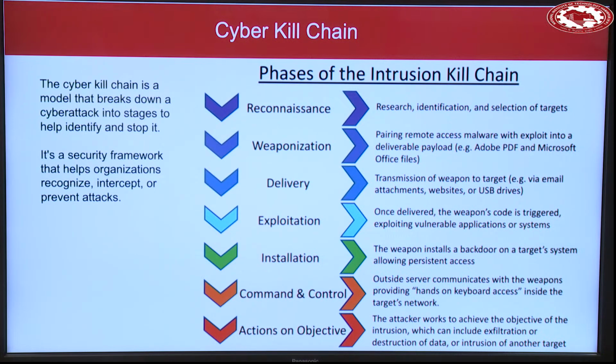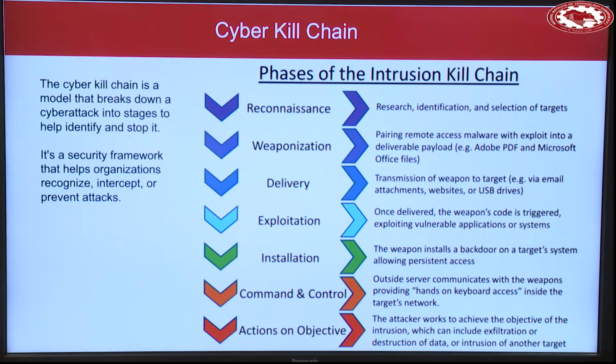Next is installation. The weapon installs a backdoor on the target system, allowing persistent access. It creates a backdoor entry. Command and control: an outside server communicates with the weapon, providing hands-on keyboard access inside the target system. Now it has created a backdoor entry, and wants to send data out of it through the command and control server. So it can create a backdoor entry and make a connection to the external server where it can send all the data. And then you've got action on objectives.